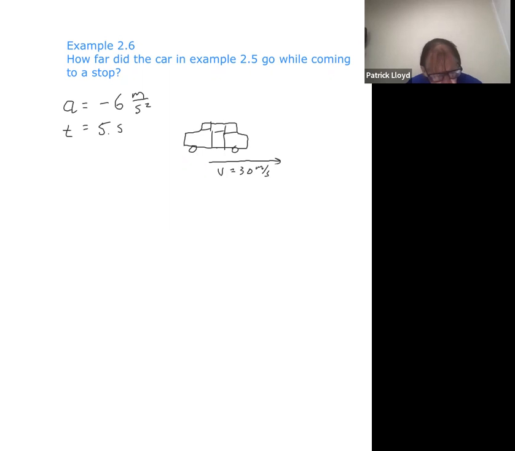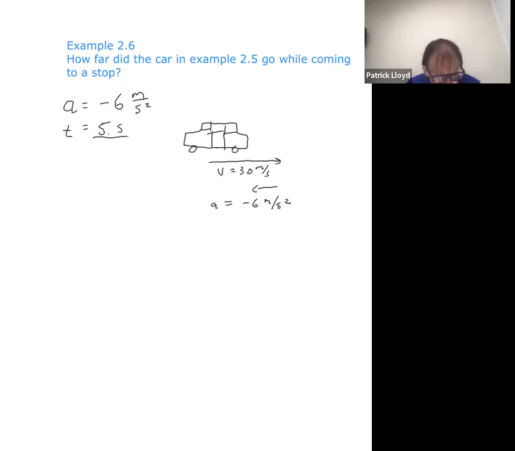But you're hitting the brakes. So the acceleration was in the opposite direction. When it's in the opposite direction, we say it's negative 6 meters per second squared. That's your acceleration. And then we calculated how long it took for the car to come to a stop, and that was 5 seconds. So now the question is, how far did the car in this example 2.5 go while coming to a stop?